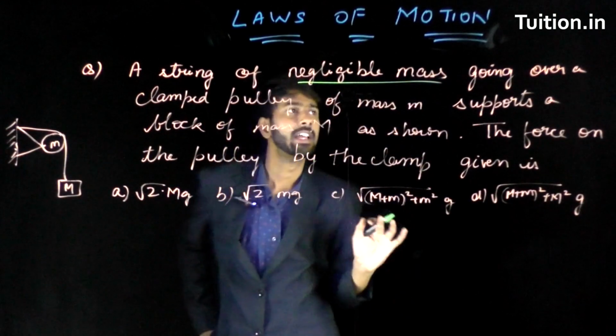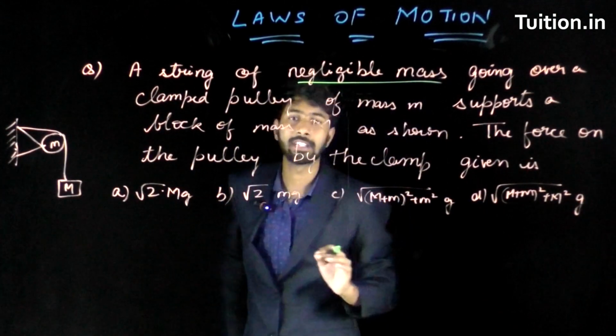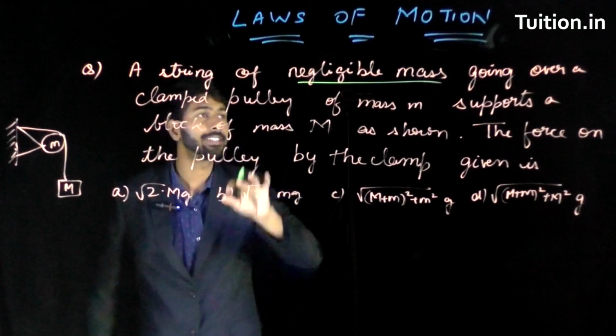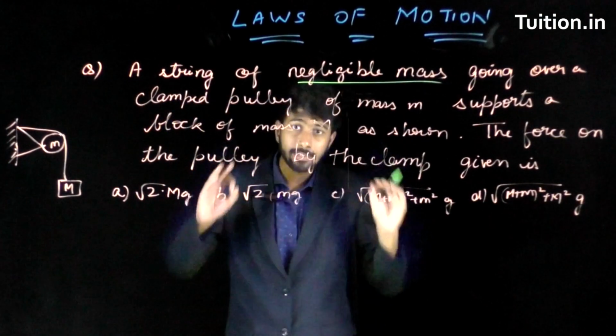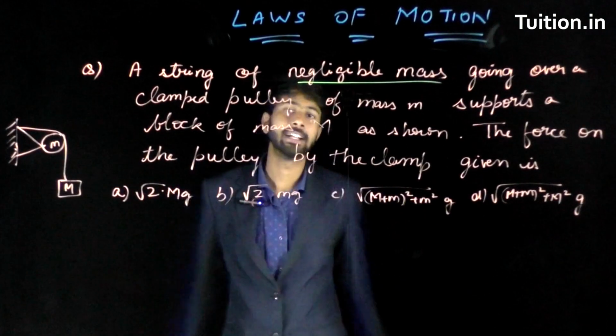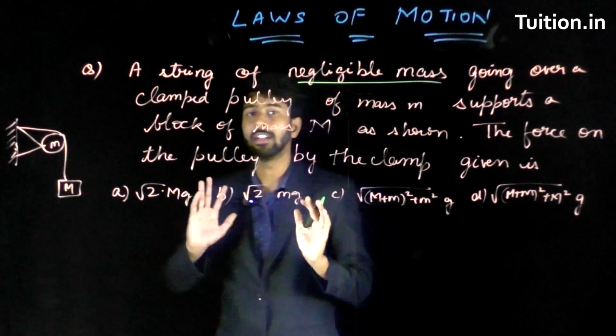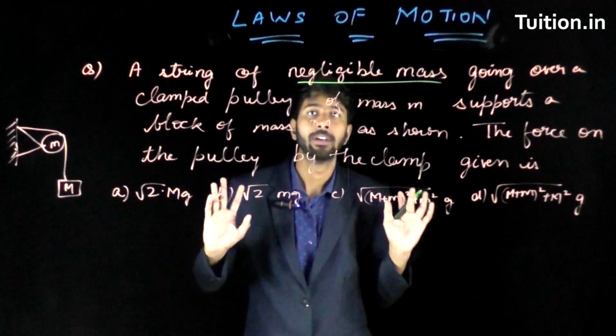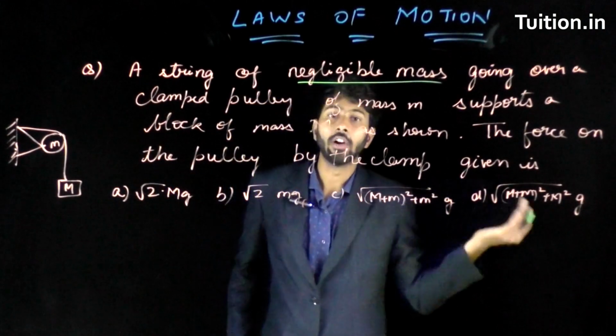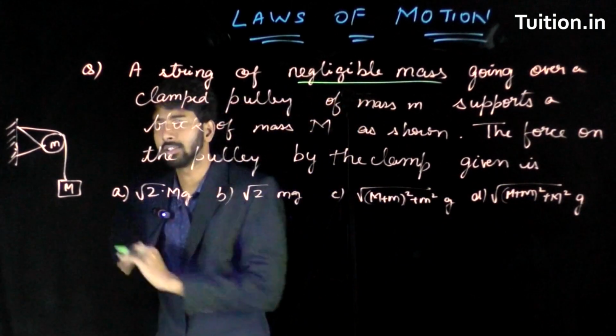But even when nothing is given and it's only given that it's negligible mass, you can take it for granted that it's an ideal string. Sometimes even if they don't mention anything, you have to take a string as an ideal string. Only if they mention it's not ideal, which will most likely not happen, should you think of the string not being ideal. But here the string is ideal.